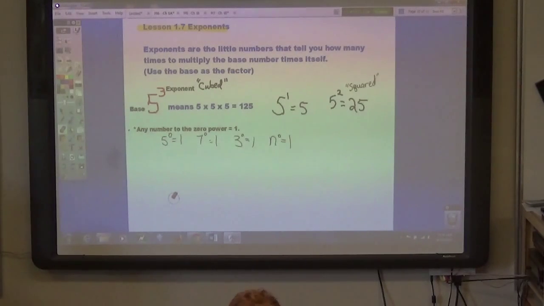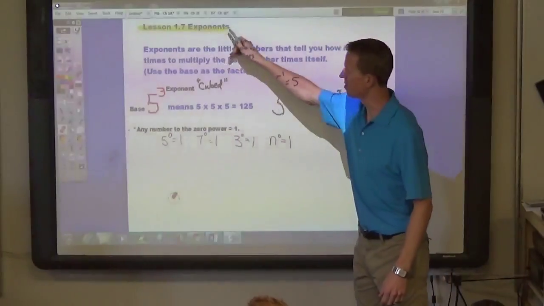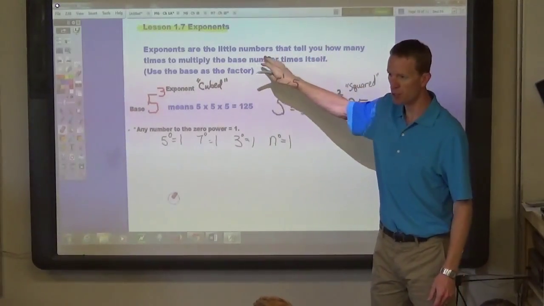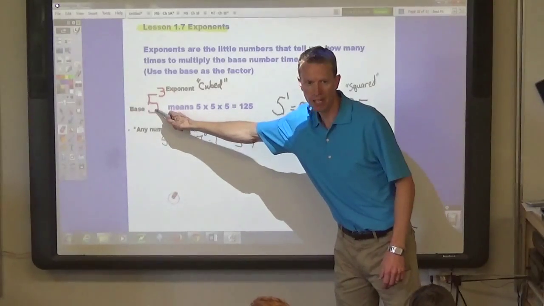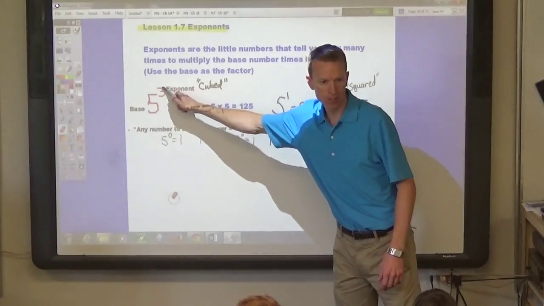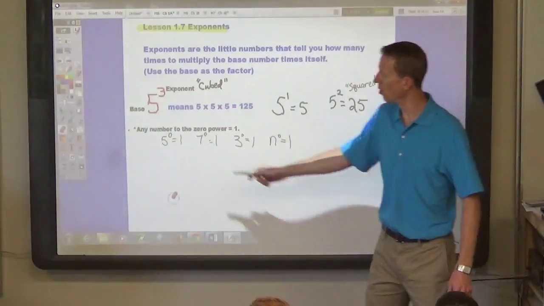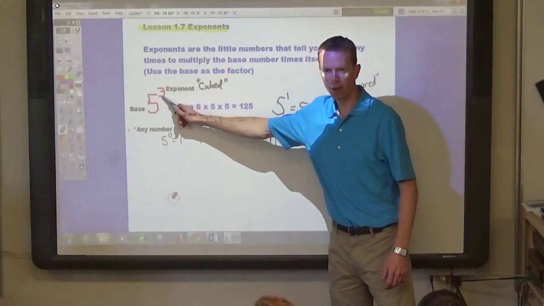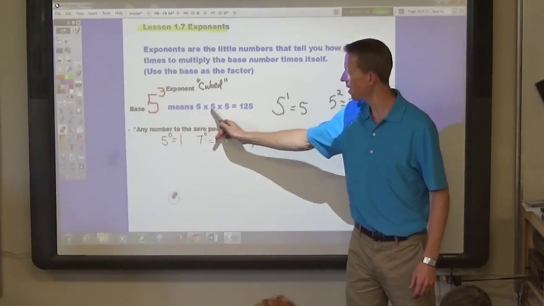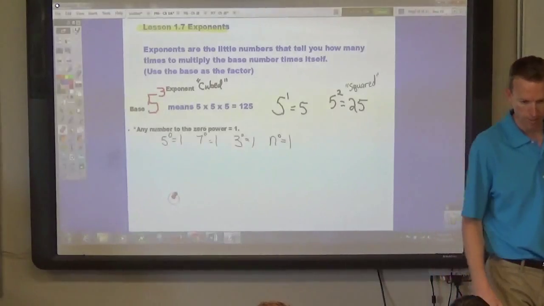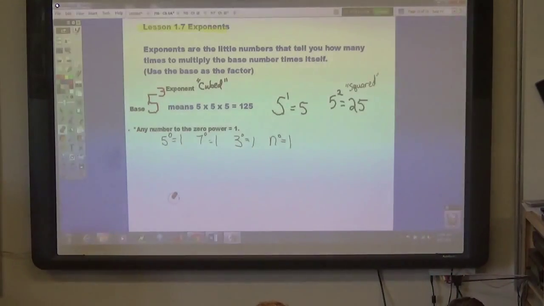All right, our math lesson today, 6th graders, is on exponents. Exponents are the little numbers that tell you how many times you should multiply the base, which is the big number, times itself. So, 5 to the third power means 5 times 5 times 5. Or another way to say any number to the third power is to say 5 cubed, or a number cubed.